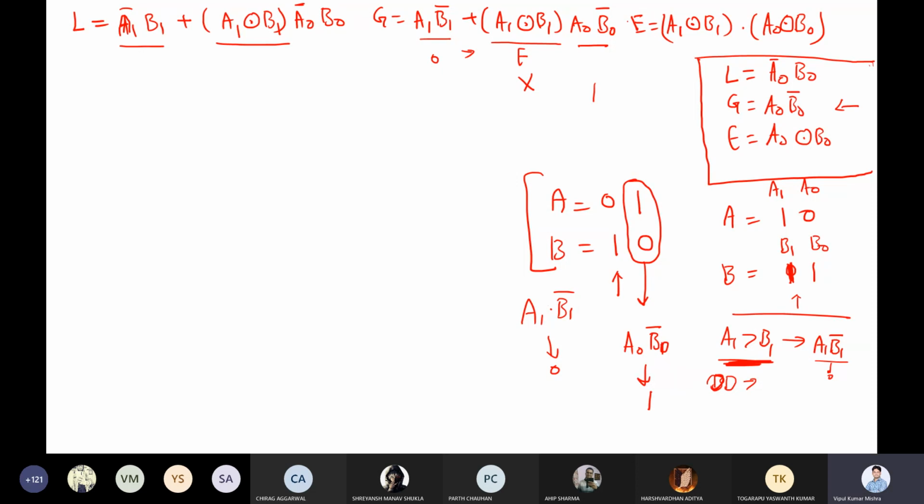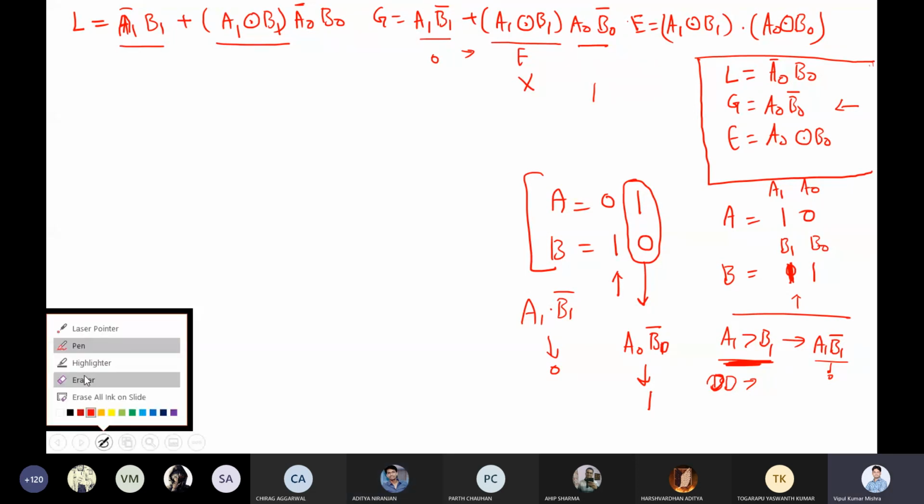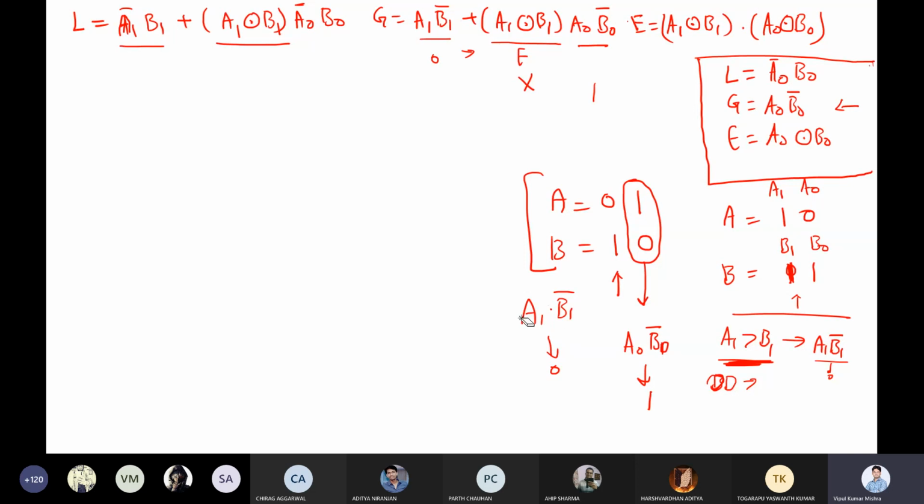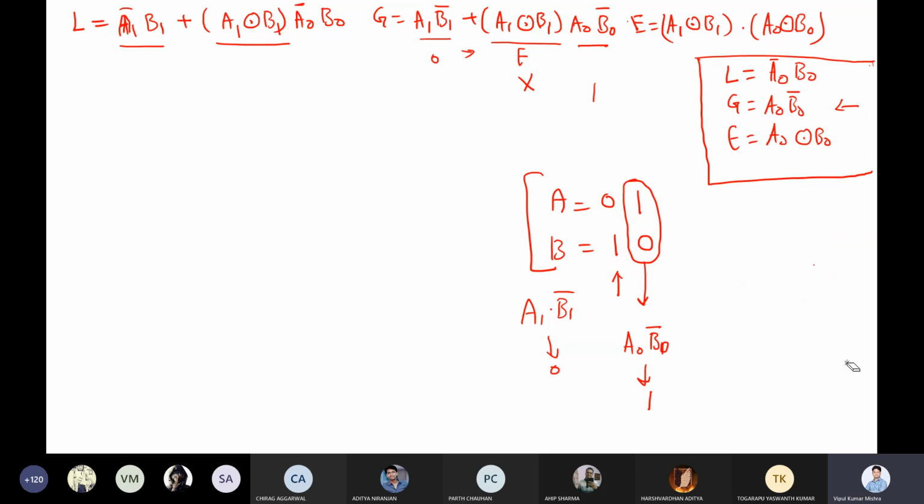Guys, any doubt? So can you give one more example of this thing? Yes, definitely. Let me erase this example as well. We'll take one more example here.